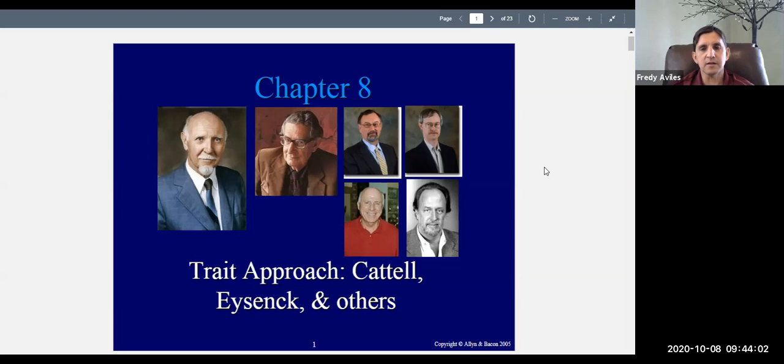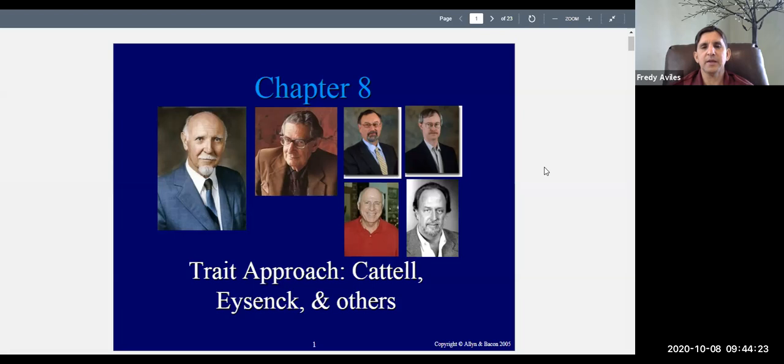We're going to start out by talking about Cattell, whose picture you see there on the left, the first one, the guy that's bald and looks a little bit like Dr. Phil, right? That's Cattell. We'll talk about his theory and his approach to studying personality based on traits, personality traits.